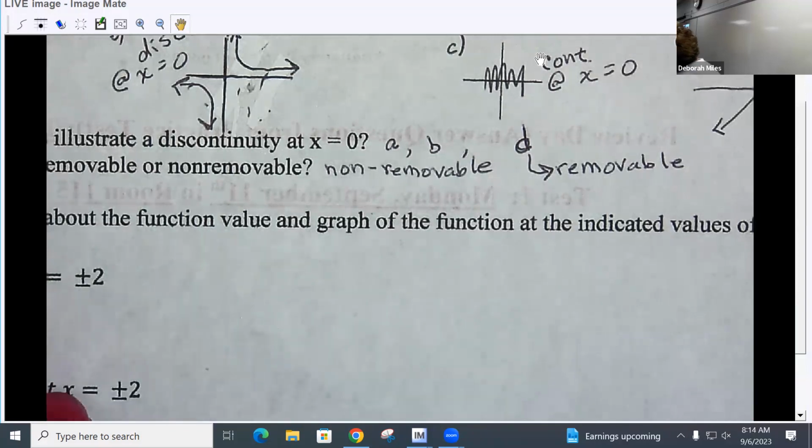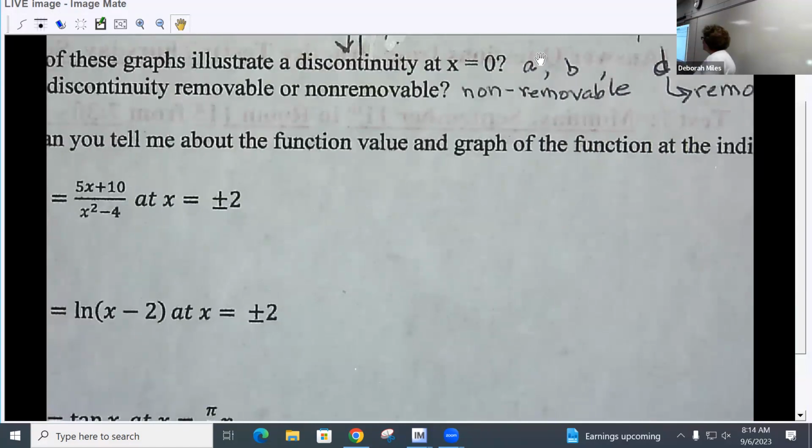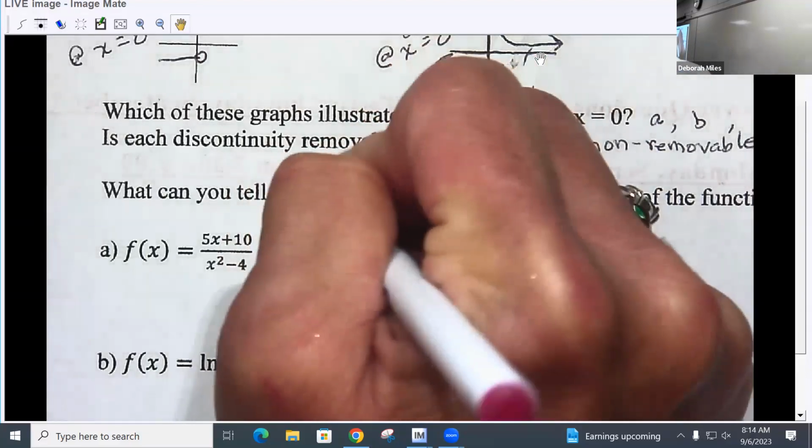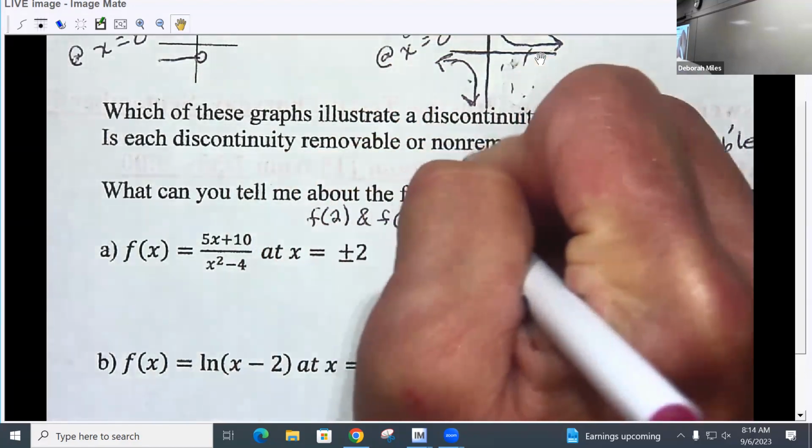And we want to talk about what's going on with that function at +2 and -2. Tell me how you'd figure that out. Can you put 2 or -2 into that function? Good, but it would give you undefined. It would blow up. So the function's not defined at 2 or -2. f of 2 and f of -2 are undefined.